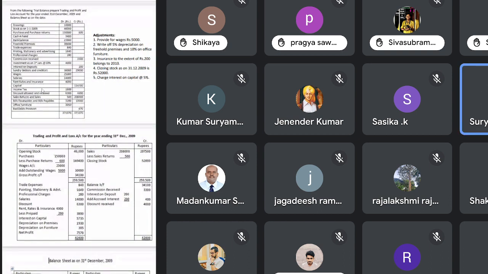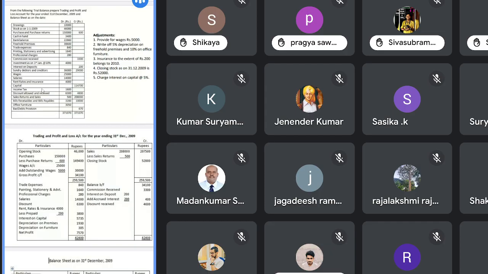Ma'am, drawings was there, no? First one, drawings, you don't take. You have to take in the trading account only the relevant items. Don't go by the trial balance. You have to prepare it going by your trading and profit and loss account. See here, wages plus outstanding. There is no carriage, fuel, import duty, or goods inwards, nothing is there.